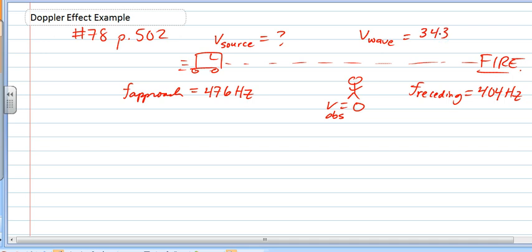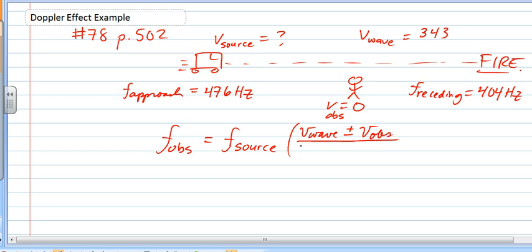Okay, so our Doppler equation is that the observed frequency is equal to the emitted frequency, or the frequency of the source is probably a better way to write it, times the fraction, the speed of the wave, plus or minus the speed of the observer, over the speed of the wave, minus or plus the speed of the source. And it's this, the speed of the source, that we are trying to find. We already know that the speed of the observer is 0, so that goes away. And so now it's as simple as just plugging and chugging.